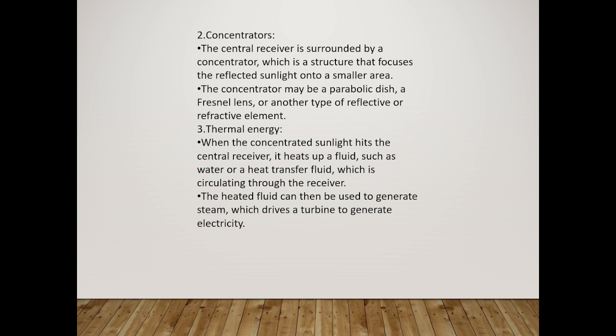Second are concentrators. The central receiver is surrounded by a concentrator, which is a structure that focuses the reflected sunlight onto a smaller area. The concentrator may be a parabolic dish, a Fresnel lens, or another type of reflective or refractive element.